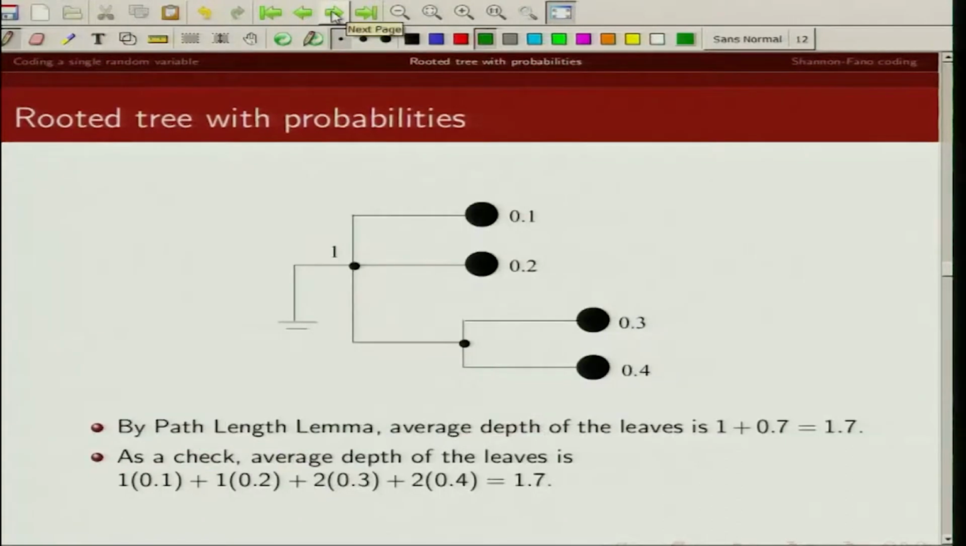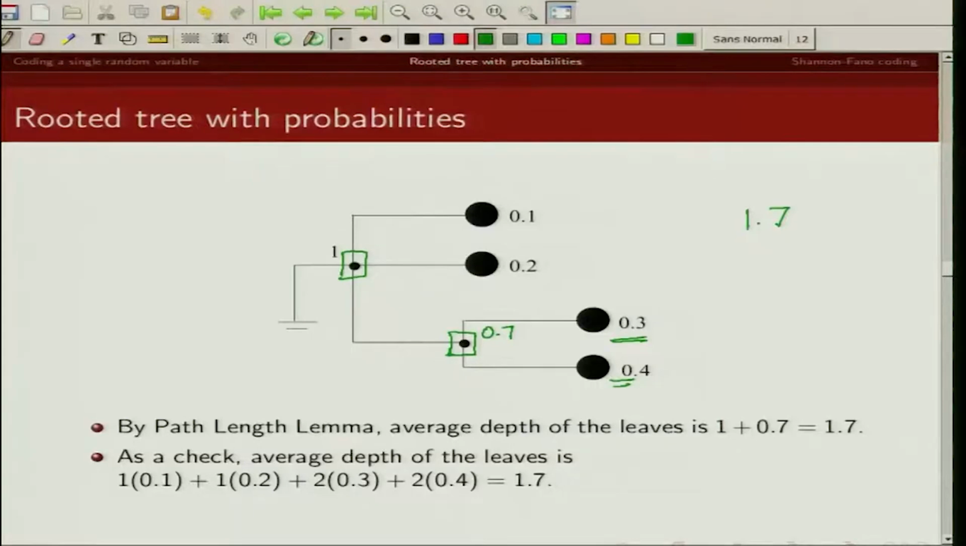Take this example. What is the sum of probabilities of the nodes including the root node? This probability is 1, and what is this probability? The sum of probabilities of these two nodes. So this probability is 0.7. So the sum of probabilities of all the nodes including the root node is 1.7.